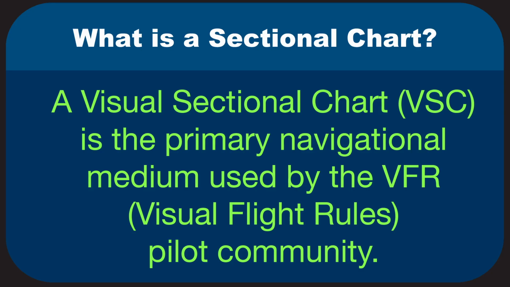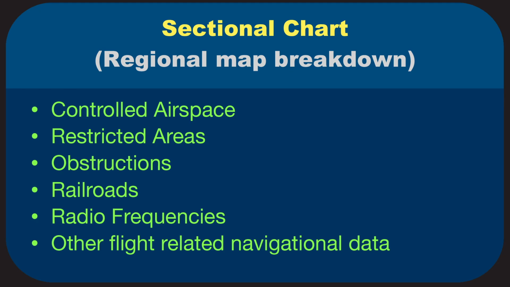A visual sectional chart is the primary navigational medium used by the VFR pilot community. A sectional chart contains many components, but the primary ones are controlled airspace, restricted areas, obstructions, railroads, radio frequencies, and location indicators.